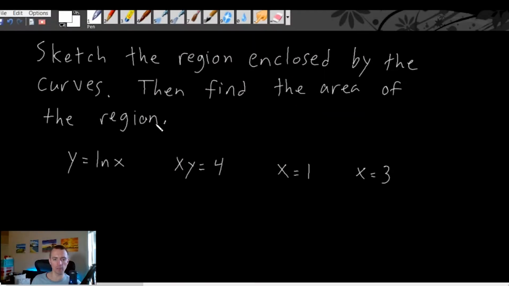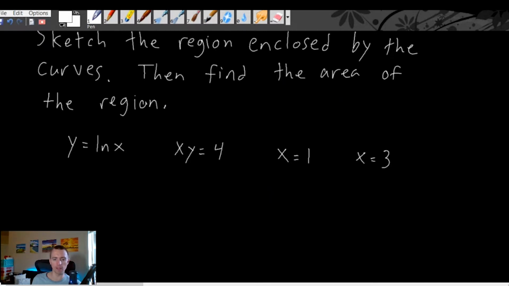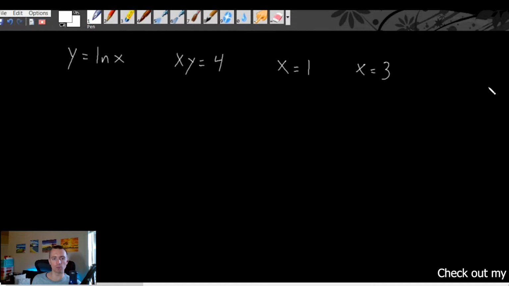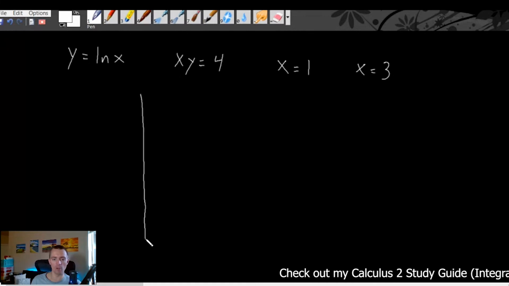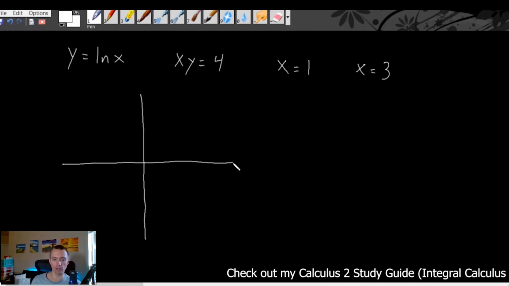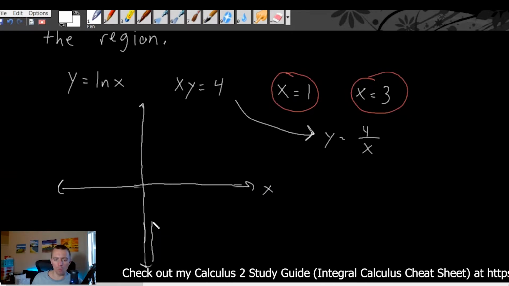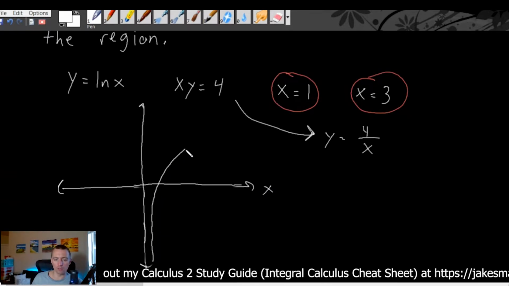Sketch the region enclosed by the curves, then find the area of the region. Same kind of thing as the last example we just went through. First thing we always want to do with these problems, whenever we're finding the area between two curves, we always want to start by sketching them. That's really just going to help you figure out which direction you want to integrate with respect to. Y equals the natural log of x was right.